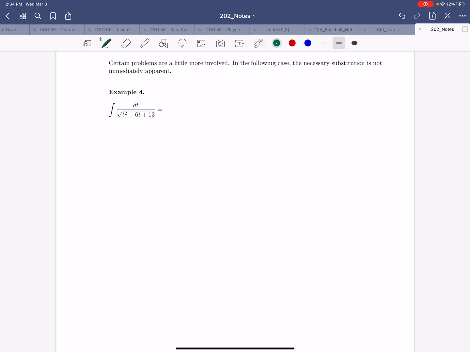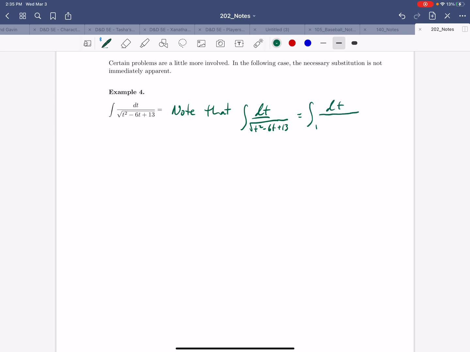Right, it's not even clear that we should be using a trig sub, except maybe that we've got a square root and we've got a quadratic inside. What we need to notice is that there is a perfect square added to another perfect square buried within that radical. We just need to flesh it out. So just note that this integral right here is the same thing as this.